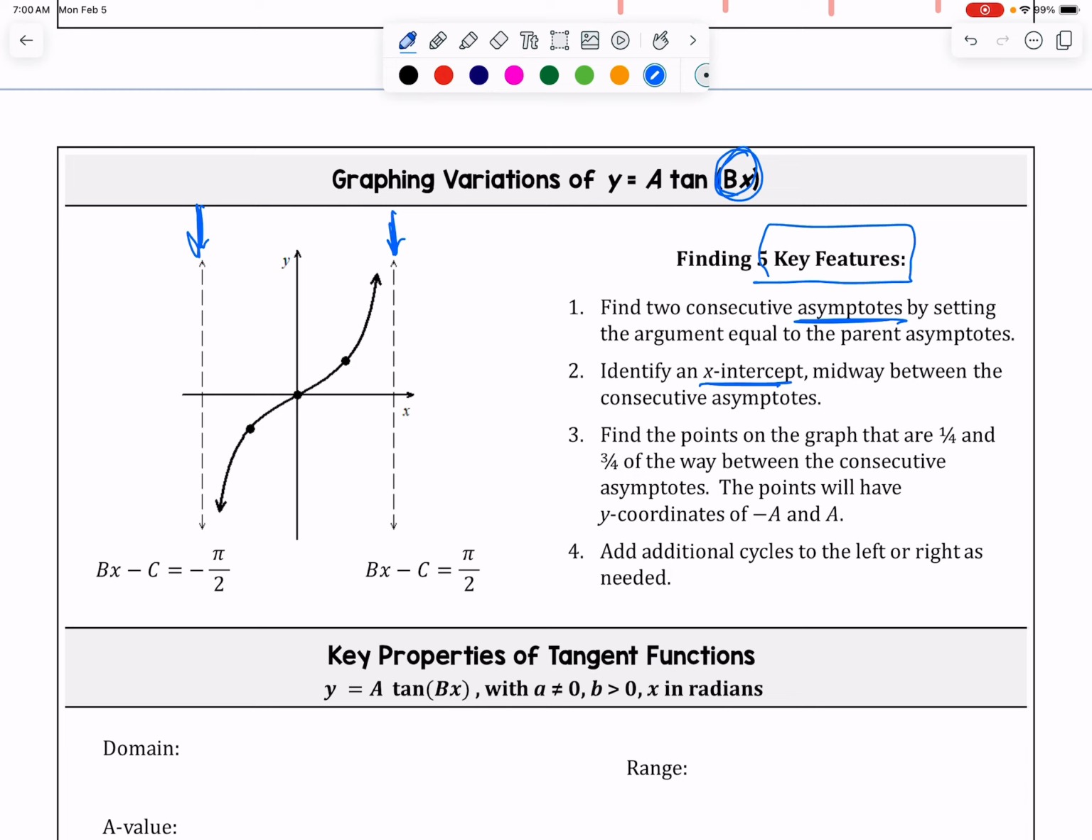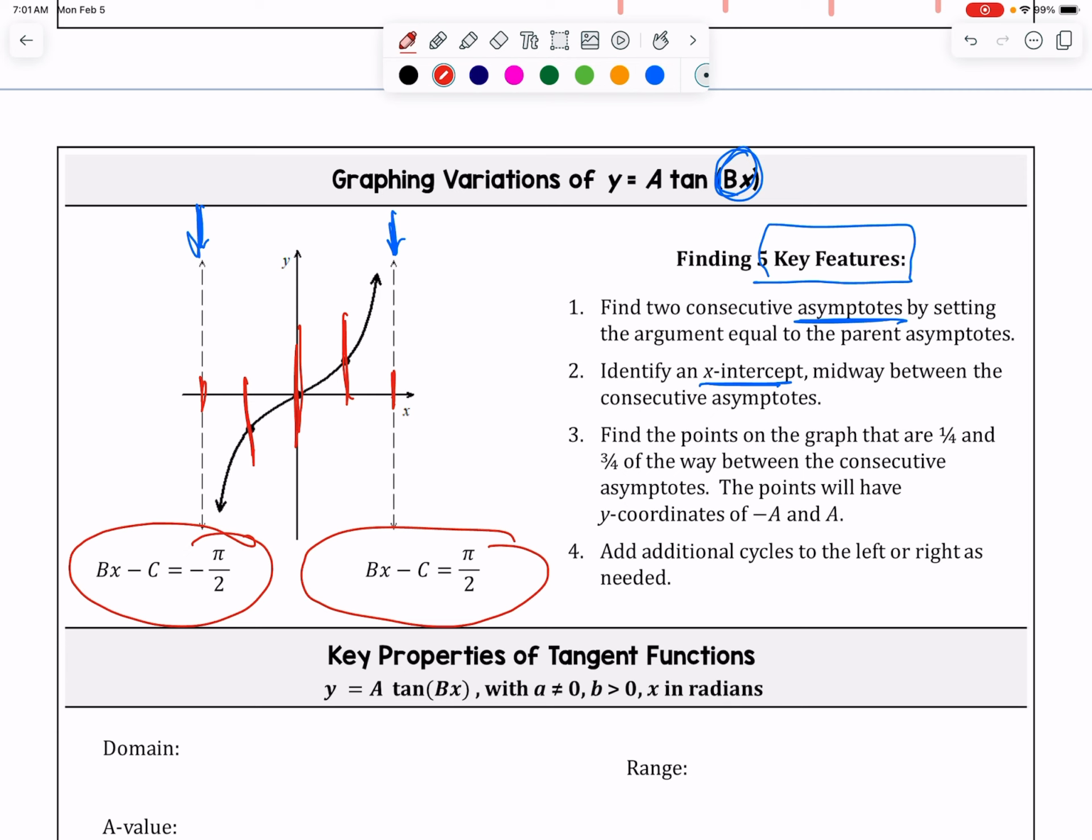And then midway between our x-intercept and our asymptotes, we're going to get our high and our low. Just like we did with our sine and cosine, we split everything into equal intervals. You can do the same thing. So if you can find your asymptotes, then you've got that space in between where you're going to divide it to find the intercept, low, and high, all in equal intervals. And so this is what it looks like.